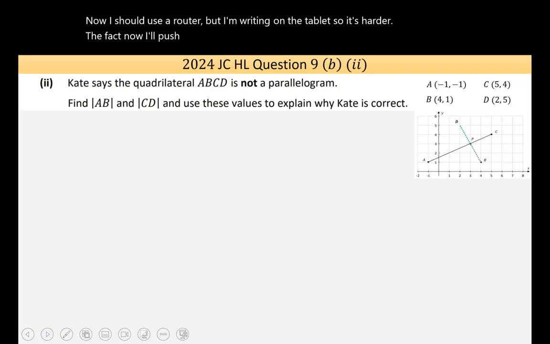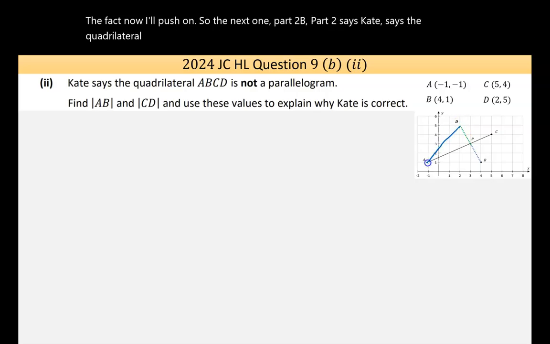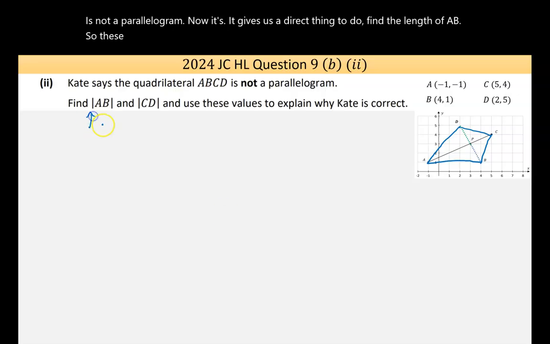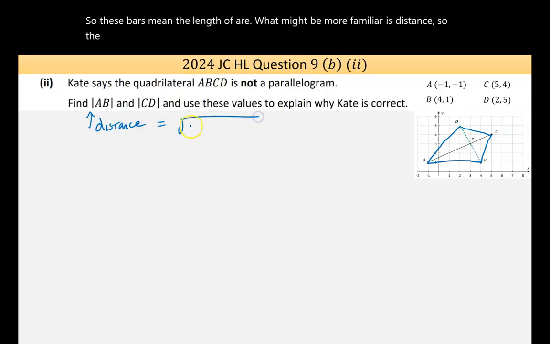So the next one, part 2, says, Kate says the quadrilateral ABCD. So let's just redraw that. Quadrilateral is not a parallelogram. Now it gives us a direct thing to do. Find the length of AB. So these bars mean the length of, or what might be more familiar is distance. So the second I see that, I go, well, distance formula.